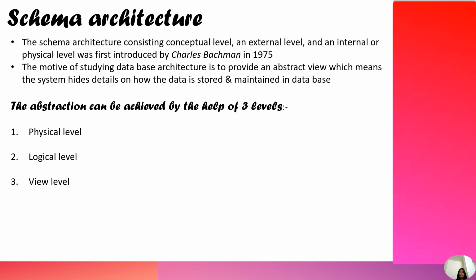Let us see how the abstraction can be achieved with the help of three levels. First is the physical level. It deals with how data is stored in the storage medium. The physical level has the physical or internal schema. Let us see the logical level. It describes what data is stored in the database and what relationships exist among those data. The logical level has the logical or conceptual schema. The logical level hides the details of physical storage.